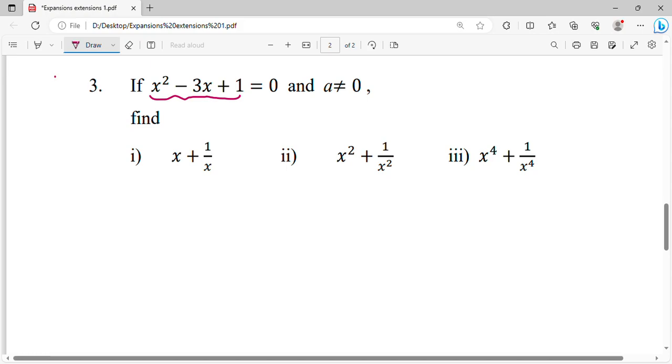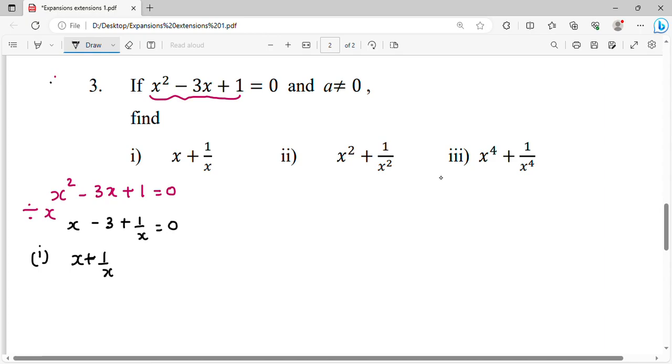What I would do is take this entire equation, x squared minus 3x plus 1 is equal to 0, and divide it by x. So when I divide by x, what am I going to get? I will get x minus 3 plus 1 by x is equal to 0. I need x plus 1 by x, so I keep this on the side, bring the negative 3 to the other side, so it becomes 3. And there you go, you get the first answer.